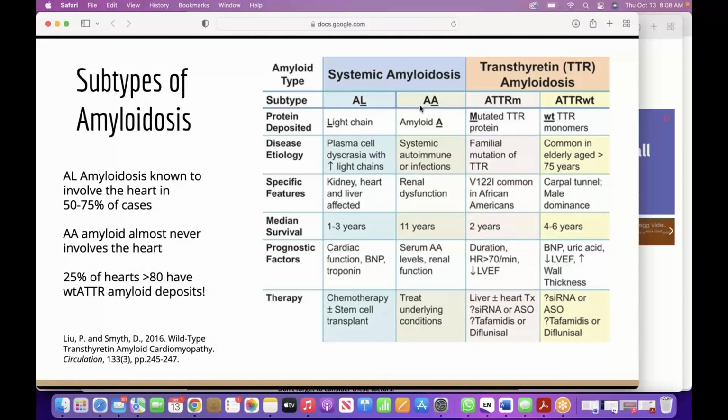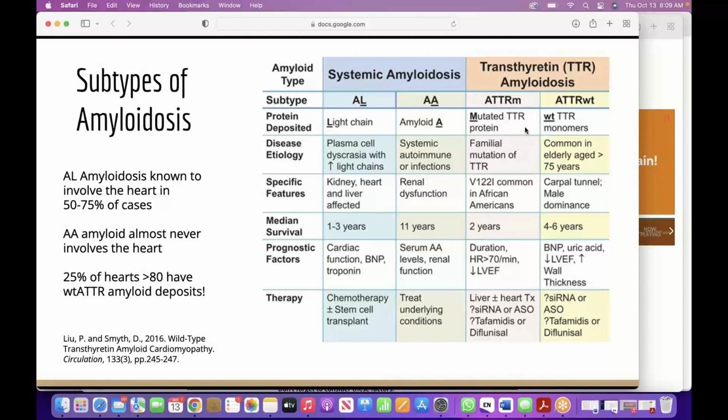There are several subtypes of amyloidosis. Of great importance to us is the transthyretin amyloidosis, as well as the AL light chain amyloidosis. AL light chain occurs essentially in the context of a monoclonal malignancy, AA amyloid in a chronic inflammatory condition, but it very rarely causes cardiac amyloidosis, whereas in AL amyloid, 50 to 70% of cases are known to involve the heart.